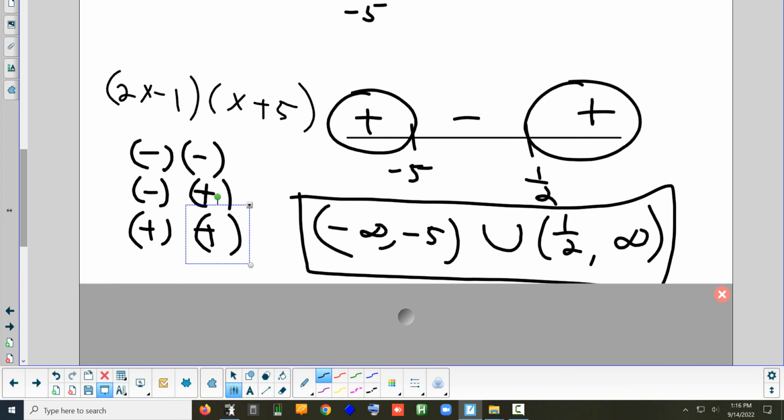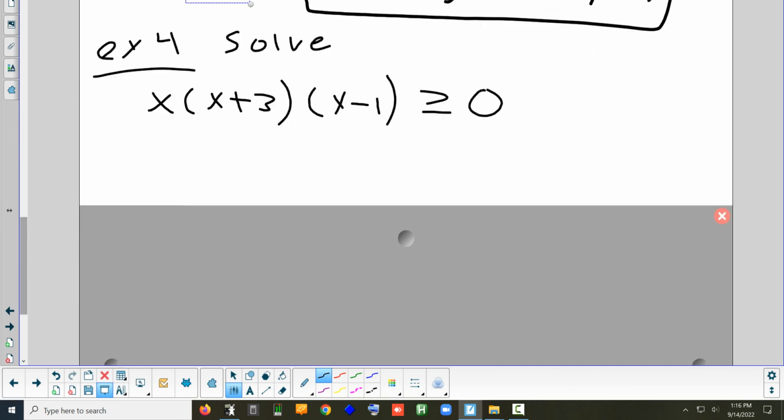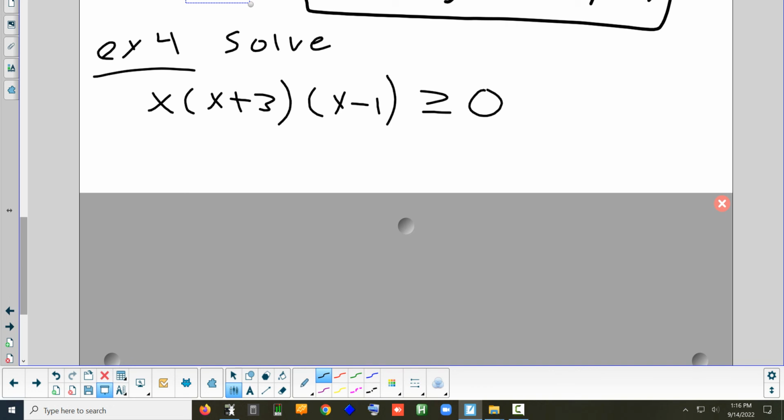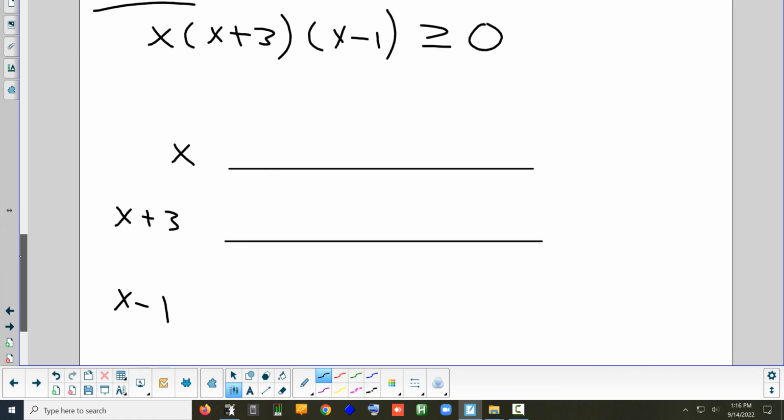Notice this depends on factoring. If you cannot factor, you cannot use this method. All right, let's look at this one. This has already been factored for you, so you can jump right to the number ones.